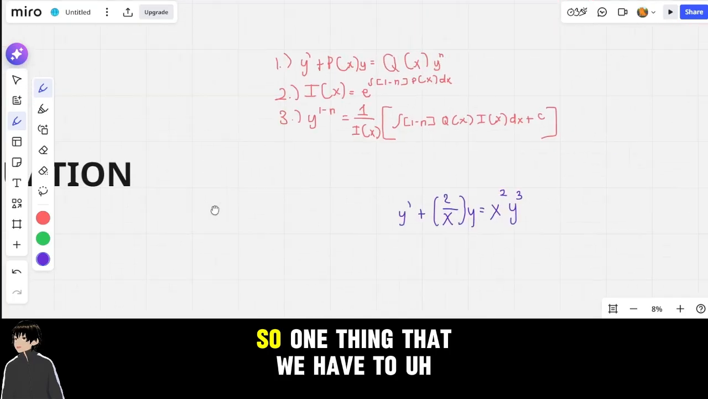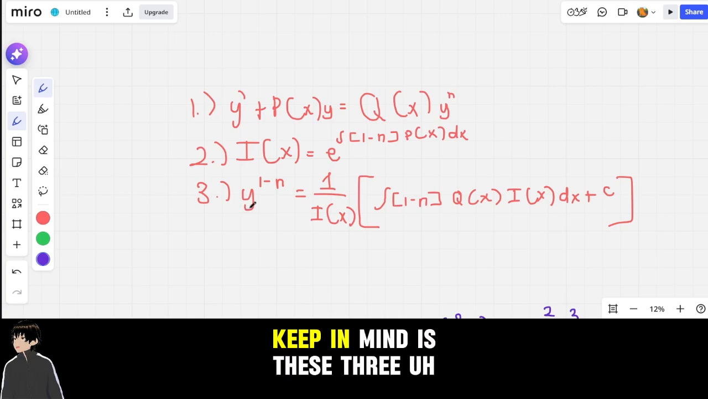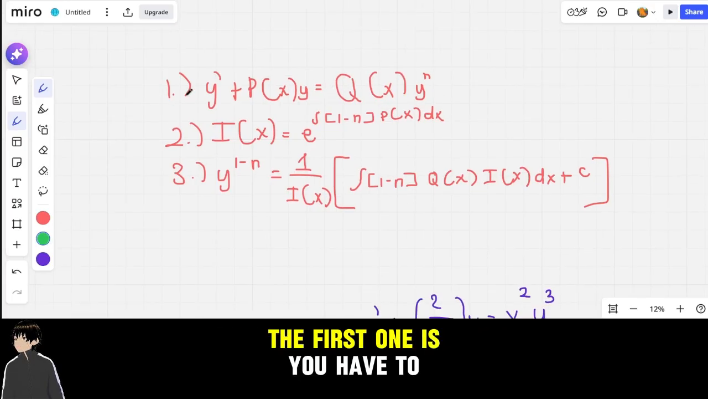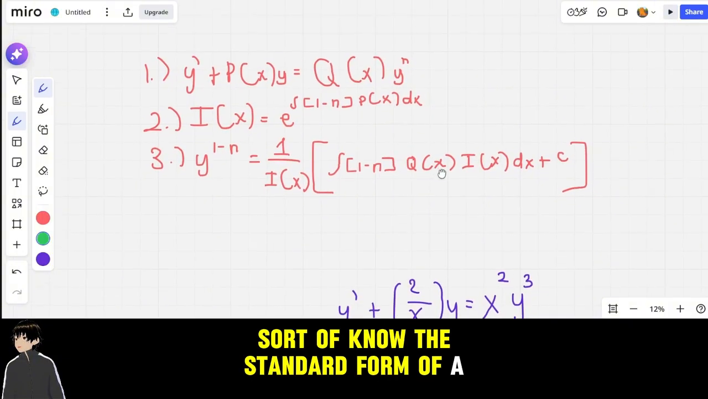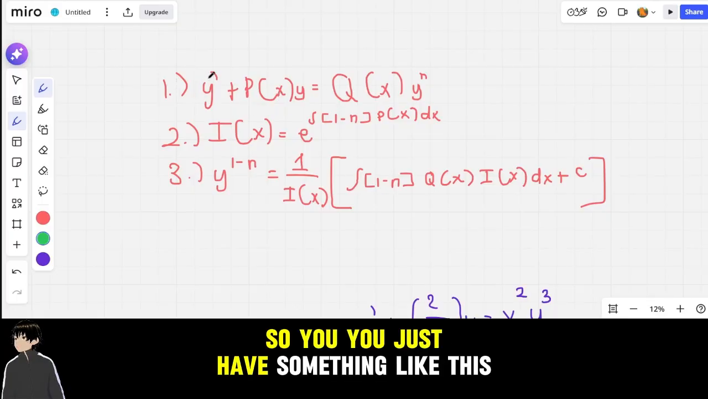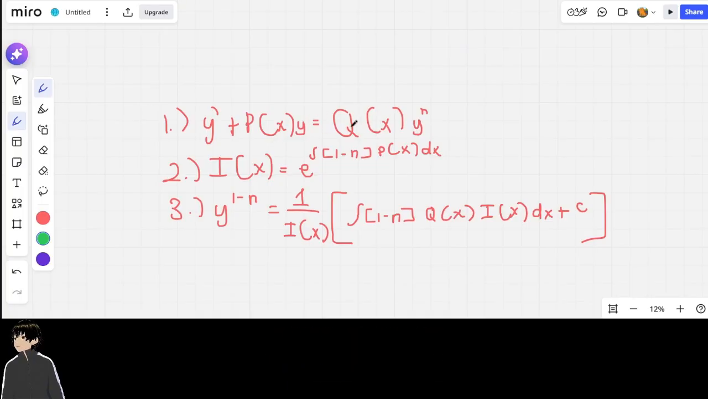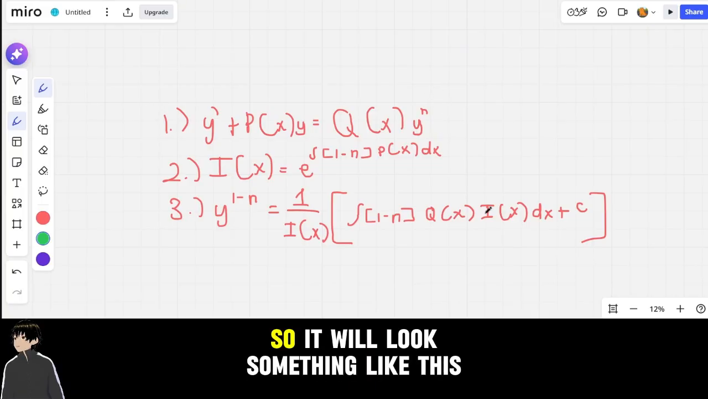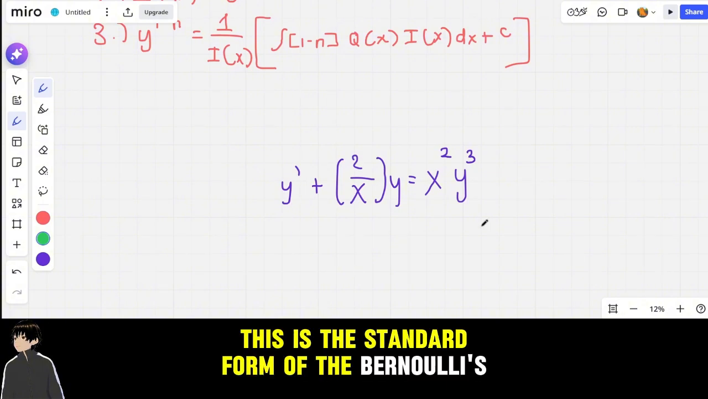One thing we have to keep in mind is these three general formulas. The first one is you have to know the standard form of Bernoulli's equation. So you would have something like this: y prime plus p of x times y equals q of x times y to some power. So this is the standard form of Bernoulli's equation.